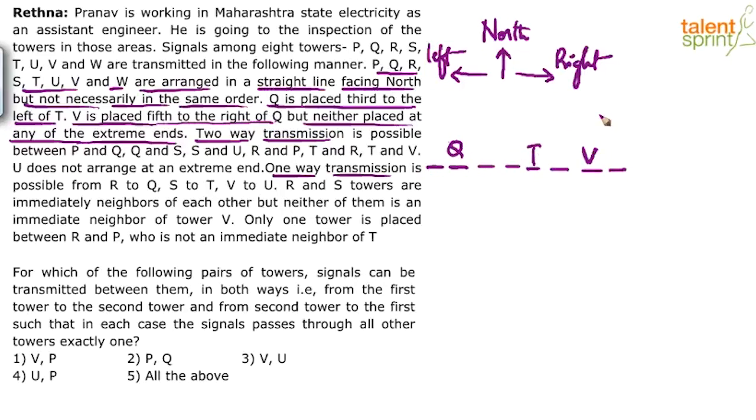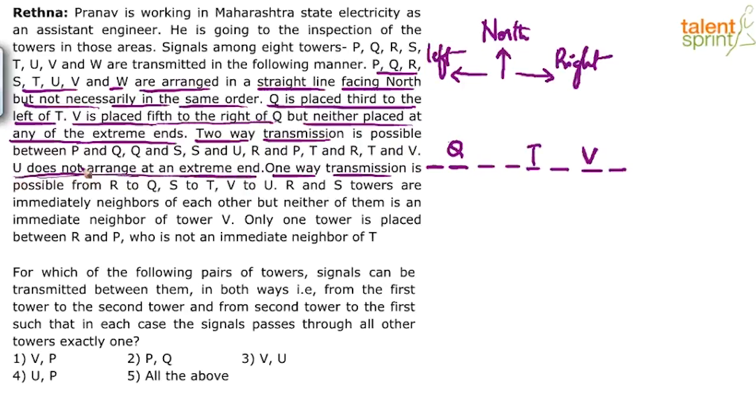Okay. Then next he talks about this two-way transmission. He says two-way transmission is possible between PQ, QS, SU, RP, TR, TV. We'll look at that later. We'll not do it immediately because we got to know what the exact positions are first of all, right? So let's leave that point aside. Go to the next one. U does not arrange at an extreme end. U does not arrange at an extreme end. What does it mean?